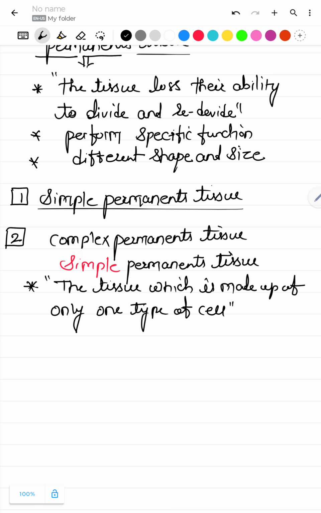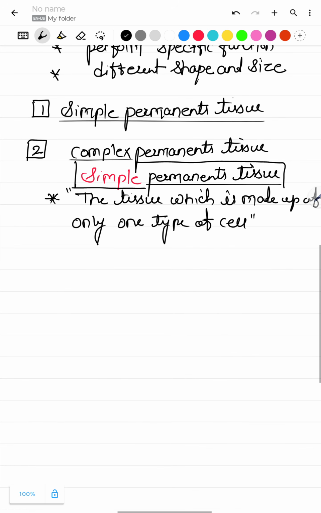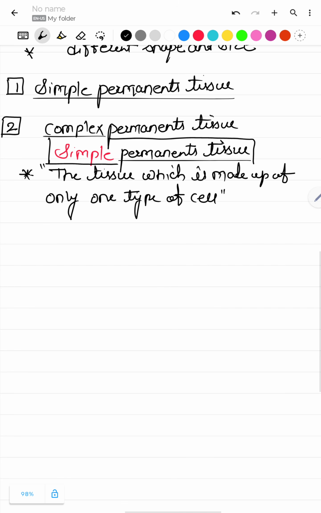What is the character of the simple permanent tissue? Their basic character is that all cells are living cells. This simple permanent tissue is basically classified into three subtypes. The first type of the simple permanent tissue is the parenchyma.